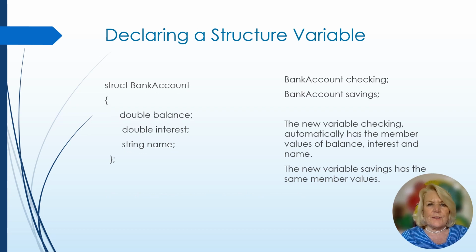In the previous slide, we saw how bank account was defined. So that's on the left. When you create a variable of the struct, you use the name of the struct, which is bank account, and then the name of your variable. So this first one is checking. So checking automatically will have a balance, interest, and a name. And then the second variable that was declared is savings. And you declare it by using the name of the struct, which is bank account. And that also will have those three variables, the balance, interest, and name.